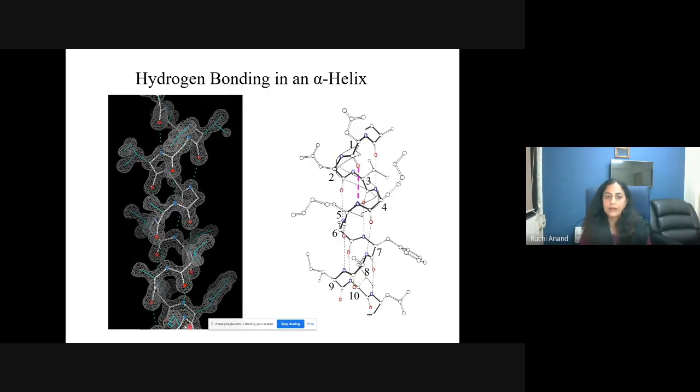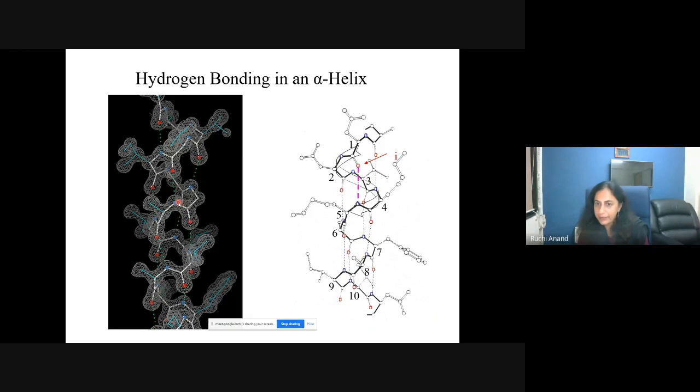So this is again a picture of an alpha helix shown with a very nice electron density, and you can see the hydrogen bonding pattern where the backbone is hydrogen bonding, and the pattern that you will see is i plus 4. That is the pattern that you will be observing. That means between the ith and the i plus 4th atom there is a hydrogen bond. That is how the hydrogen bonding is described.